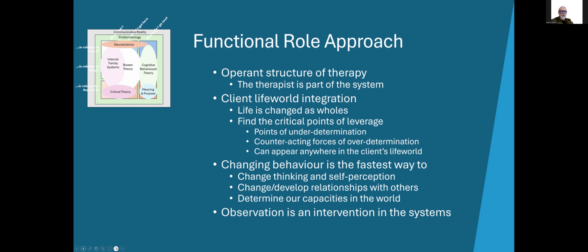And that's one of the things that I struggle with in many of these perspectives. I think of IFS or Bowen theory in particular, where they try and keep the therapist out of the system, when in fact once you've started thinking about critical theory and its application, you cannot extract the therapist from the system. That's part of the tools, that's part of what's going on. And then also think that the client's life world is integrated, changed as a whole. So your job is then to find the critical points of leverage, the points of underdetermination, overdetermination, what's going on in the larger system. Sometimes you can't tell so much what's going on for the client, but you note that their world is changing.